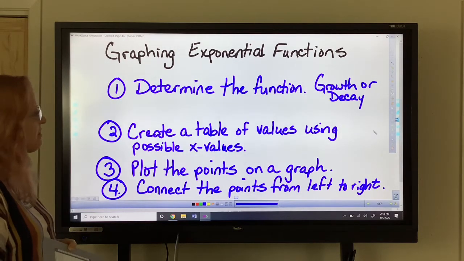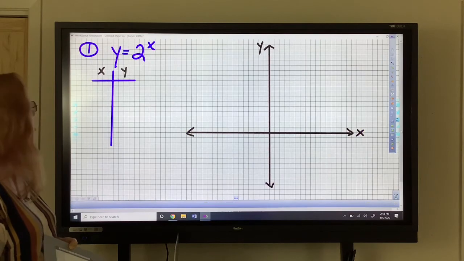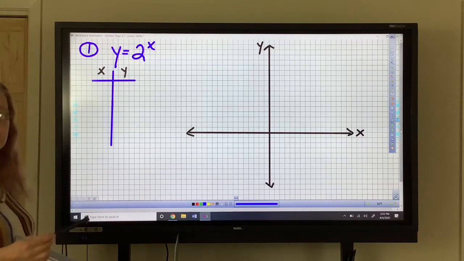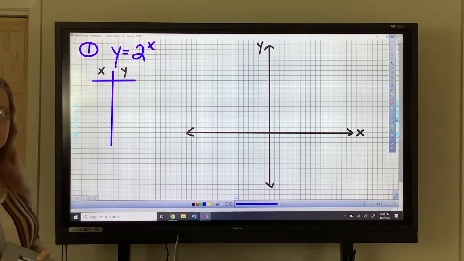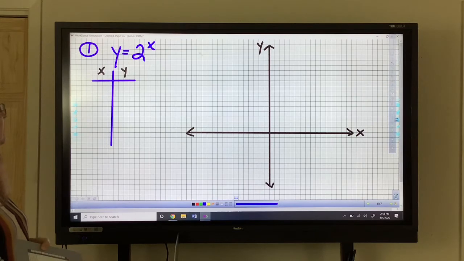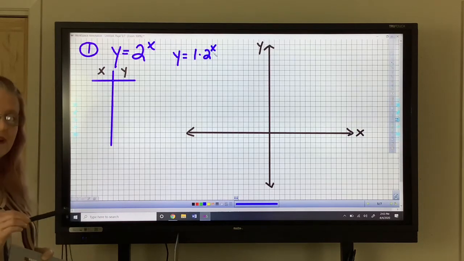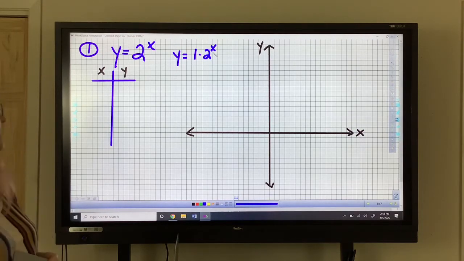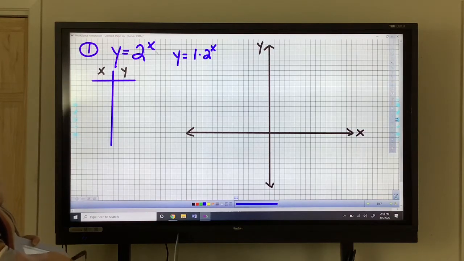Okay, so let's graph one. All right, so here's my equation. Y equals 2 to the x power. Notice there's no a in this particular problem. This is the same as saying 1 times 2 to the x power. But because anything times 1 doesn't change, you can just leave the 1 off and write it like this.